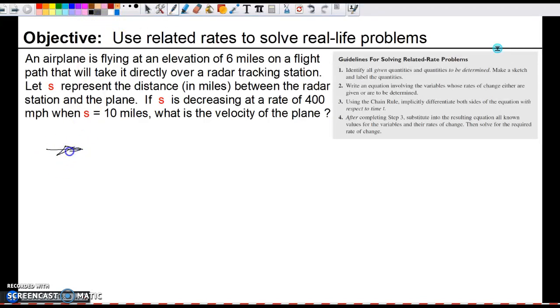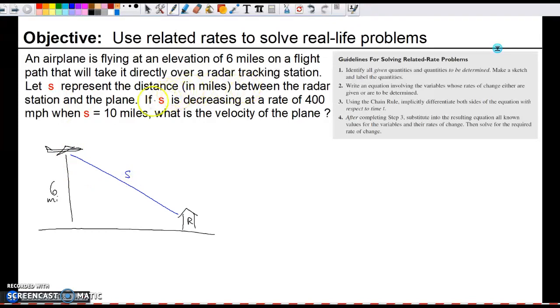Okay, so not a great drawing, I don't have a lot of time. It's flying at a constant altitude, and that altitude is going to be 6 miles above the ground. There's a radar station just over yonder here, a big old R radar station. Now S represents the distance in miles between the radar station and the plane. The shortest distance between any two objects is a straight line, so that's S right here.